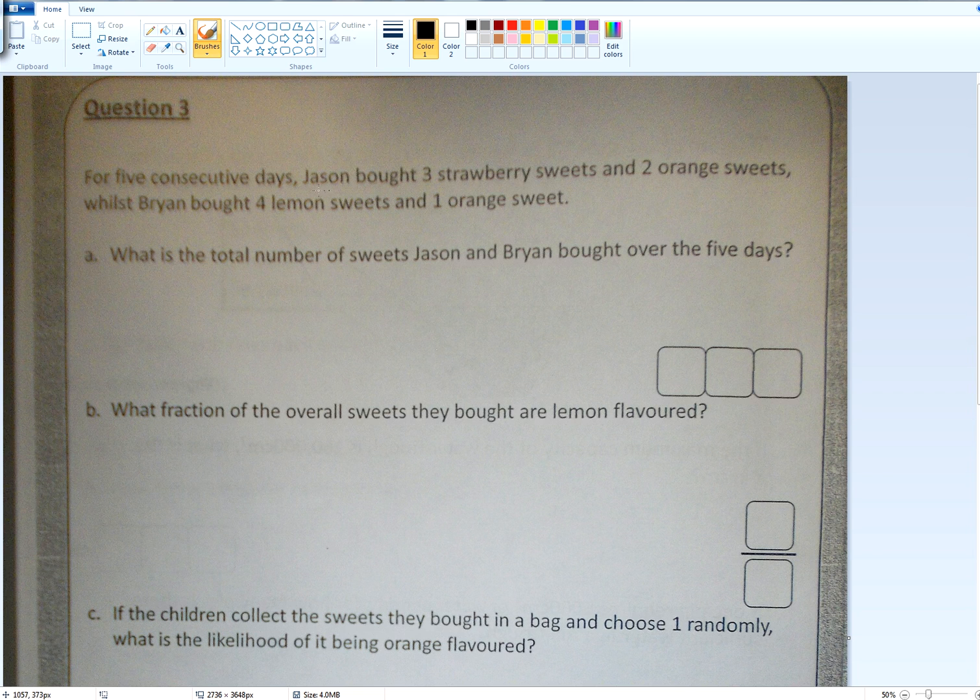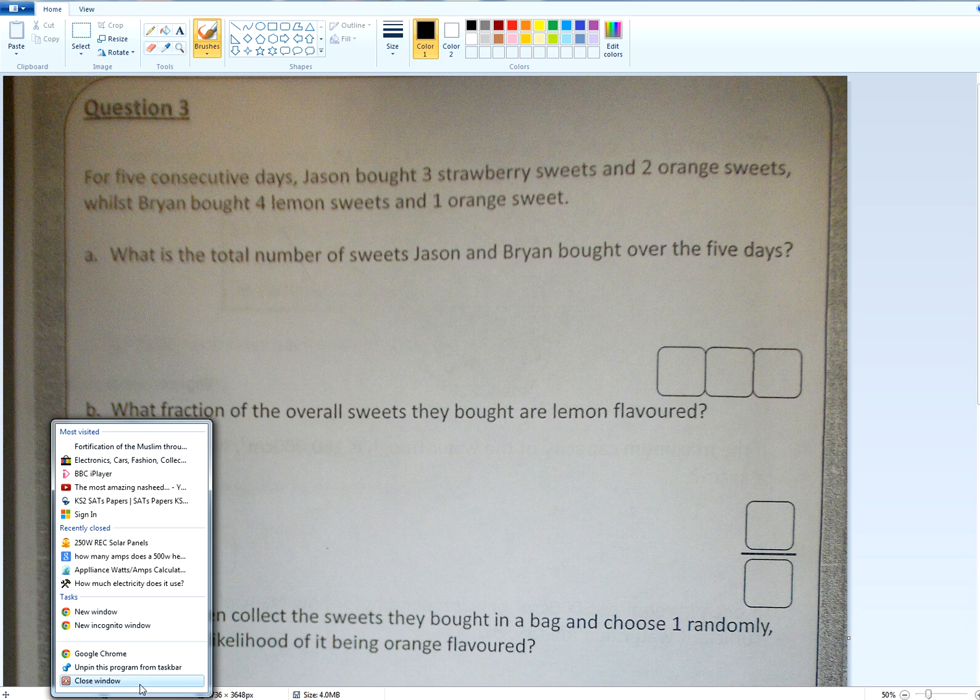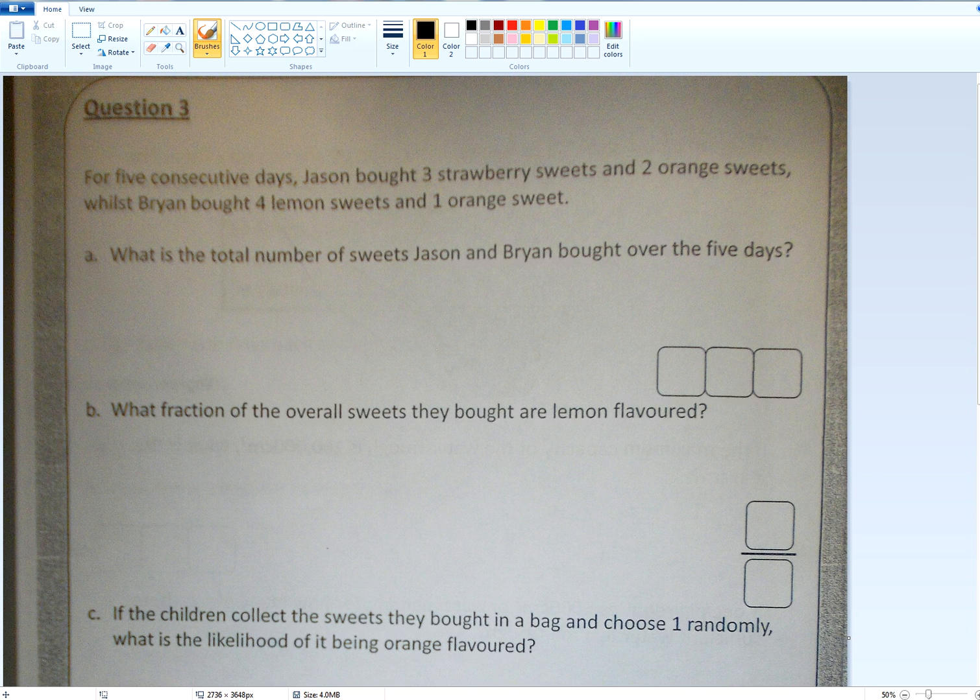Okay, question number 3. For 5 consecutive days, so consecutive means one after the other, Jason brought 3 strawberry sweets and 2 orange sweets, whilst Brian bought 4 lemon sweets and 1 orange sweet. What is the total number of sweets Jason and Brian bought over the 5 days?